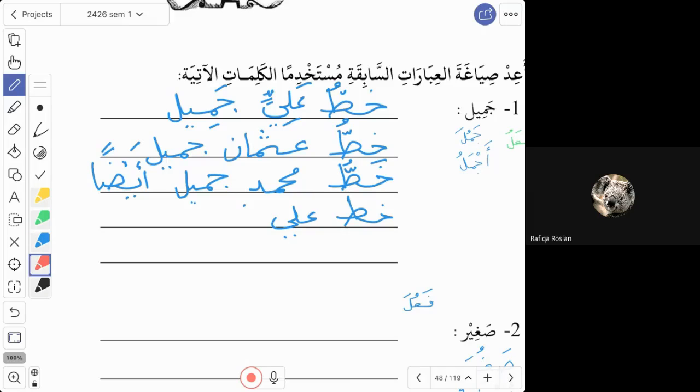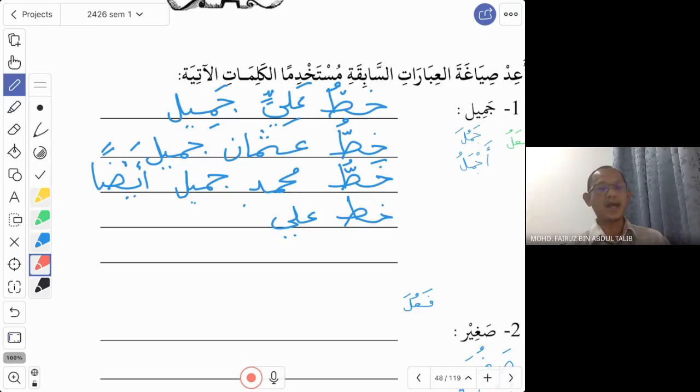Jamilun jiddan. If you say Jamilun jiddan, we don't compare anything. You just say, oh, it's so beautiful, but we do not compare. Now we want to compare. We want Ajmalu. Since you want to compare, then we have to change the word Jamil, using the isim tafdil. So we say Ajmalu. Okay, what else? Ali Ajmalu.